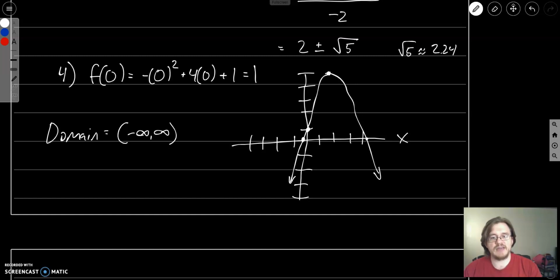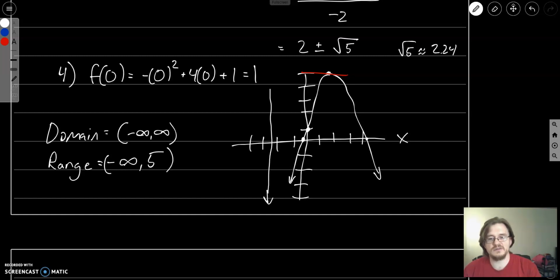Whereas the range, we have our maximum value right here. So 5 is going to be the highest this ever gets. So the range, all of the possible y values, is going to be anything from 5 and below. So going all the way from negative infinity, way down there, up to 5. And in fact, this is incorrect. We can hit 5 exactly. So we will use a square bracket because we can get 5. We do want to include 5 in that interval.